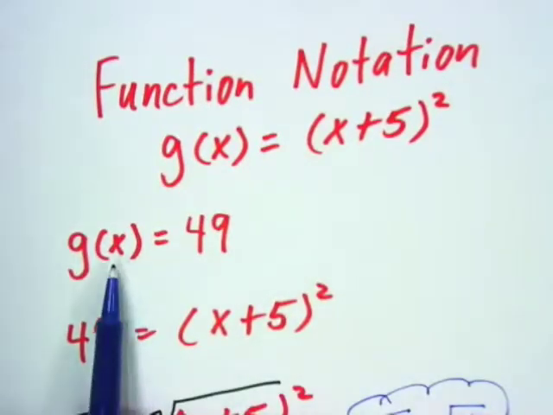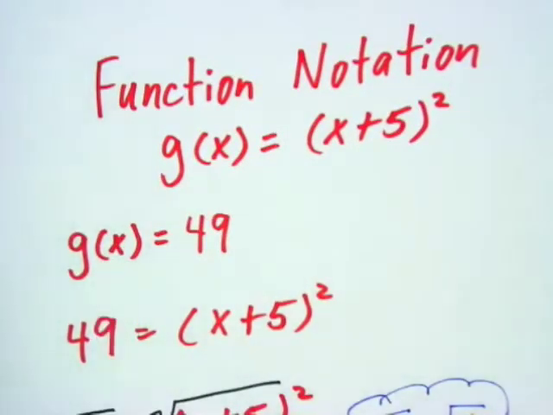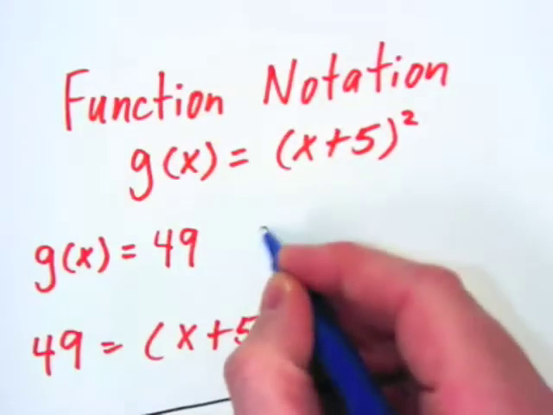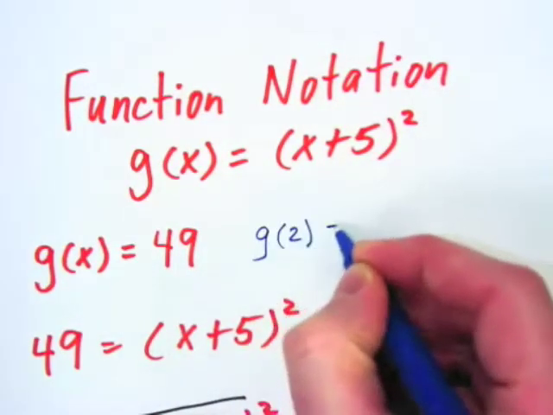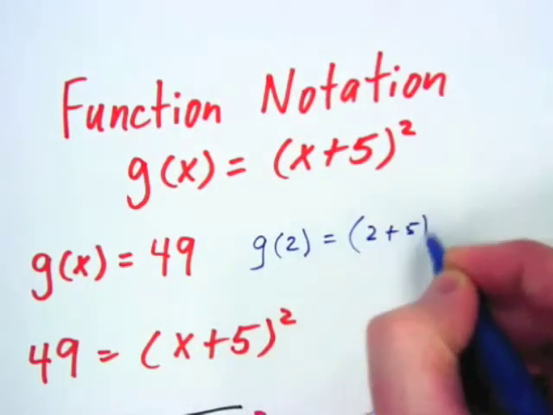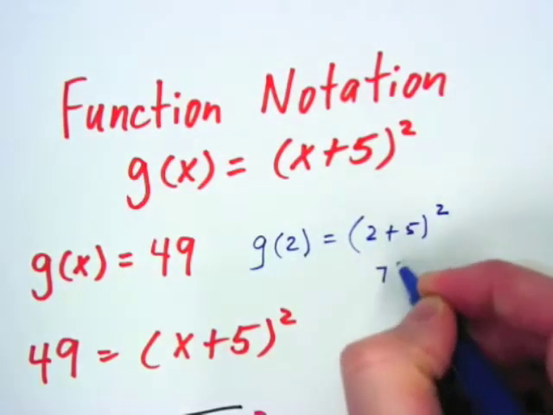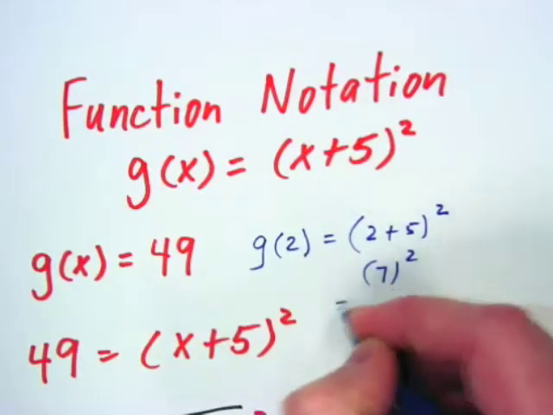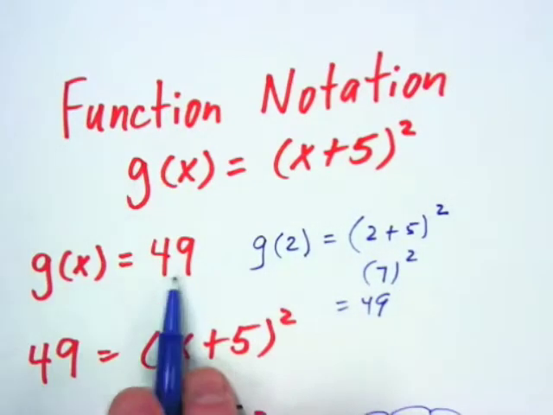So if I were to put g of, in this case, 2, or g of negative 12. In this function, I could put in g of 2 equals, and then I would substitute 2 back in. That would be (2 plus 5) squared. 2 plus 5 is 7. 7 squared is 49. And that's exactly what I wanted back here.